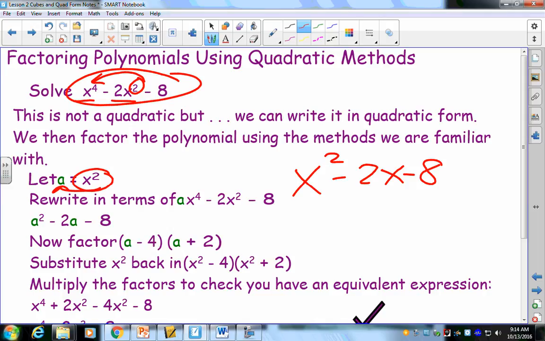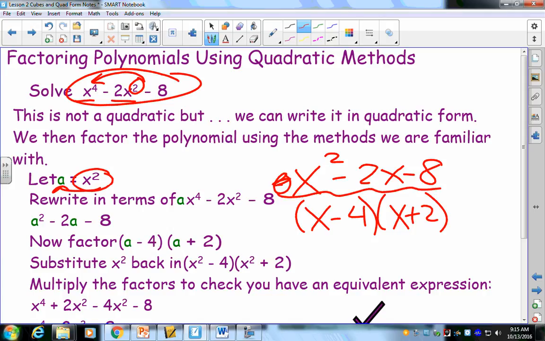The box, grouping, or since my coefficient here is a 1, I can just say, okay, two numbers that multiply to -8 and add up to -2: -4 and +2. Now if I were to multiply that back out, I'm going to get back to this original one, but I'm not going to get back to the x to the fourth. Remember, I replaced my x with an x squared, so I need to go back through and put it back in. So I have x squared minus 4 and x squared plus 2.